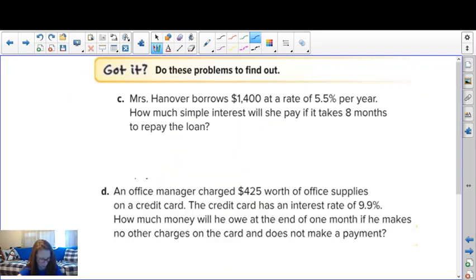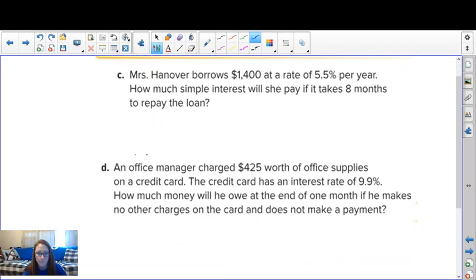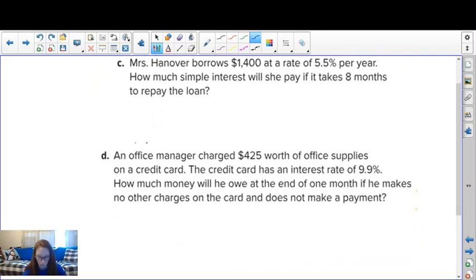Moving on. Go ahead and try these two. Mrs. Hanover borrowed $1,400 at a rate of 5.5% per year. How much would she pay if it takes 8 months to repay the loan? Again, it's a fraction, so make sure you do that part first. And an office manager charged $425 worth of office supplies on a credit card. The credit card has an interest rate of 9.9%. How much money does he owe at the end of the month? So go ahead and do C and D.